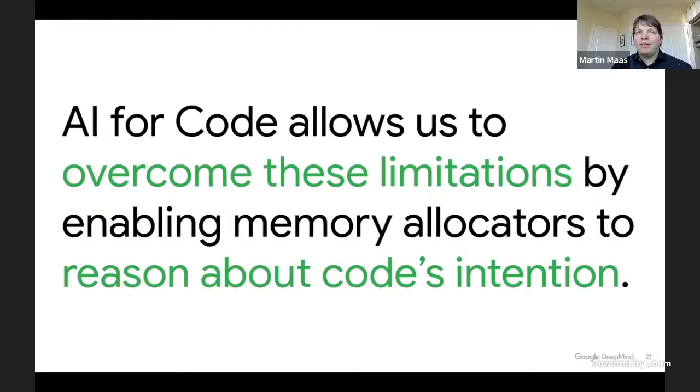And I want to argue that AI for code is the way to overcome these limitations by enabling memory allocators to actually reason about the code's intention. Of course, this applies beyond memory allocators. Other low-level systems have the same property, where they interact with the higher levels of the stack and need to reason about user intention.